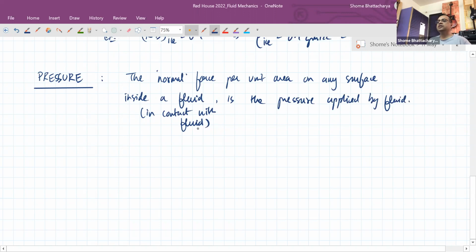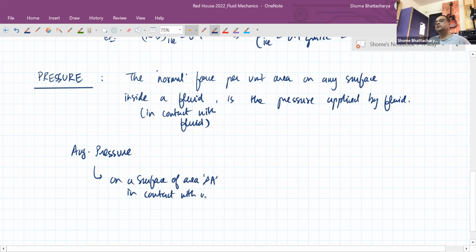And whenever we define something as a rate of change, force upon area, or displacement upon time or something, remember there are two types of quantities, average and instantaneous. So accordingly, we say that the average pressure, which is the pressure on a surface of area delta A, let's say, in contact with the fluid, will be defined as the normal force acting on it divided by its total area.